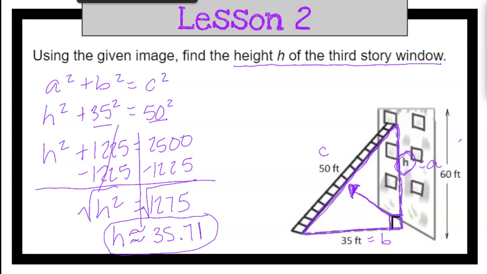That is all the notes on the Pythagorean theorem. You can move forward into your practice problems.